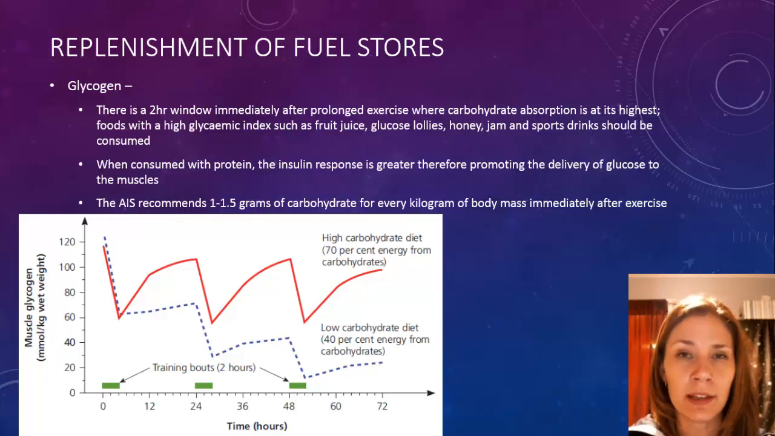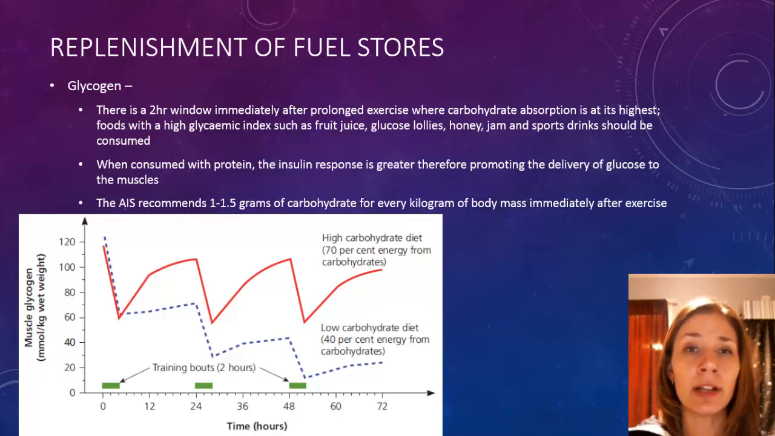Sports drinks are a fantastic example of this also. When, again, like I said before, the carbohydrates are consumed with protein, there seems to be a better insulin response, and therefore the glucose going to the muscles seems to be enhanced as well. So you'll find that most of the time the athletes won't just consume glucose by itself. They'll have some sort of protein to help boost those insulin levels and the glucose absorption. The AIS actually recommends 1 to 1.5 grams of carbohydrate for every kilogram of body mass immediately after exercise.